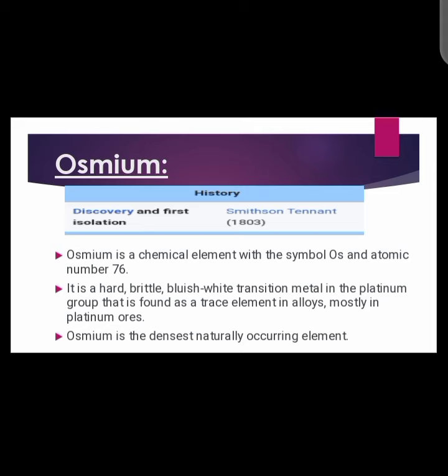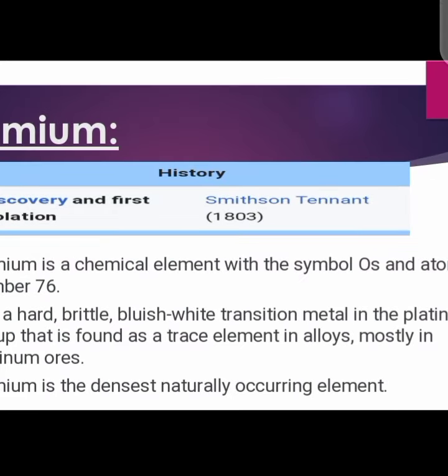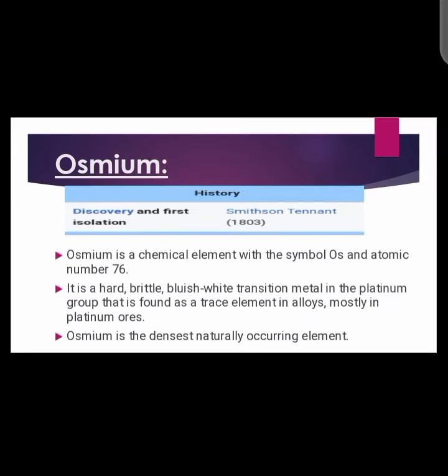Let me first tell all of you who discovered it. Its discovery and first isolation was made in 1803 by the scientist named Smithson Tennant. Osmium is a chemical element with the symbol Os and atomic number 76. It is a hard, brittle, bluish white transition metal in the platinum group that is found as a trace element in alloys, mostly in platinum ores. That is how osmium looks: a hard, bluish, brittle, white transition metal. Osmium is the densest naturally occurring element.